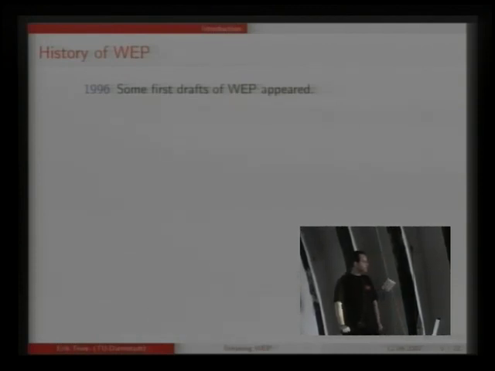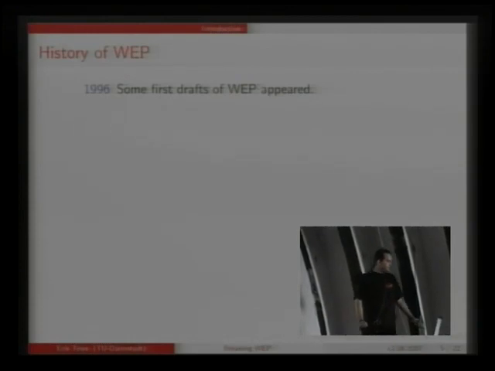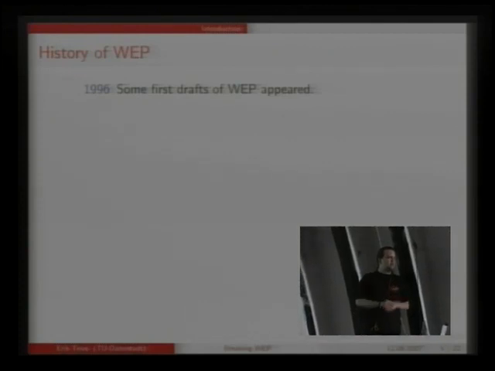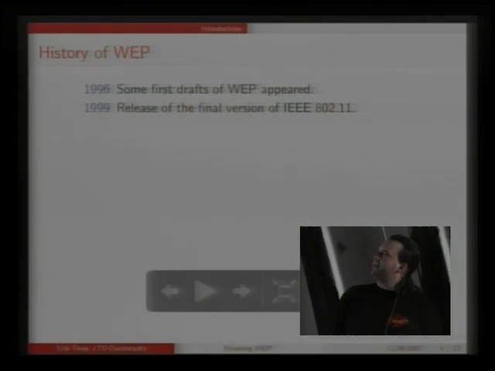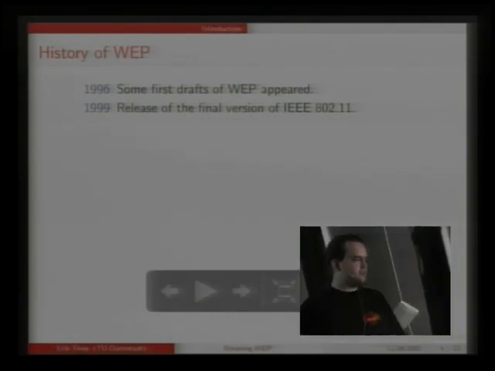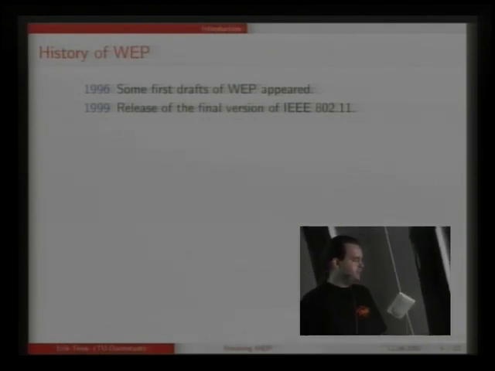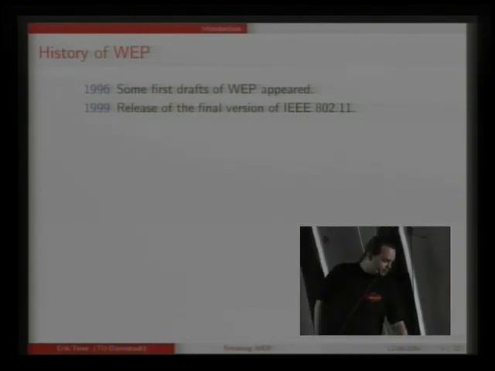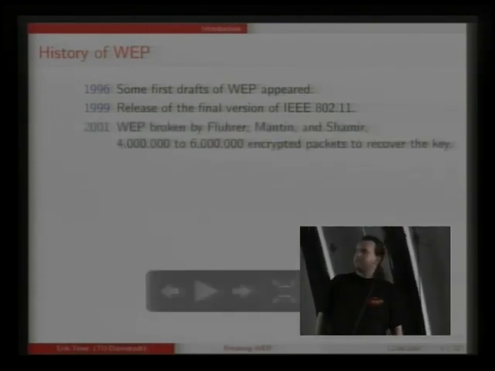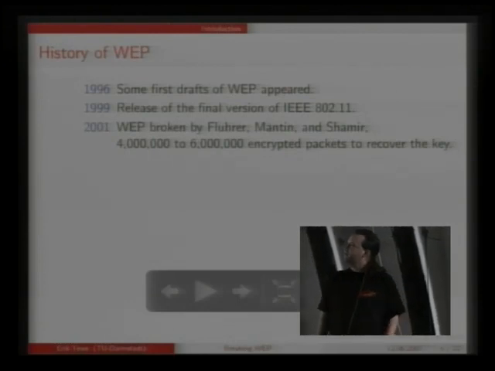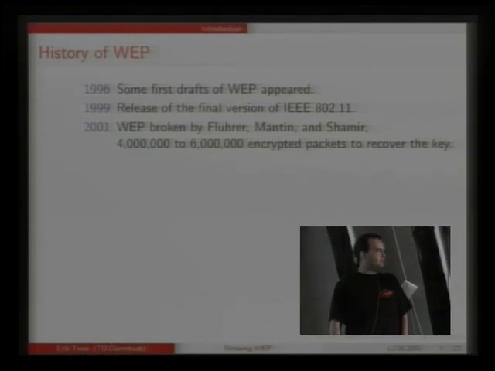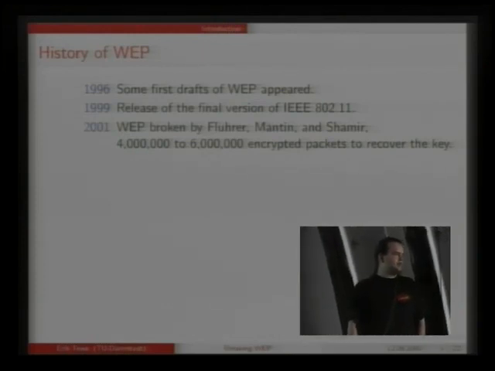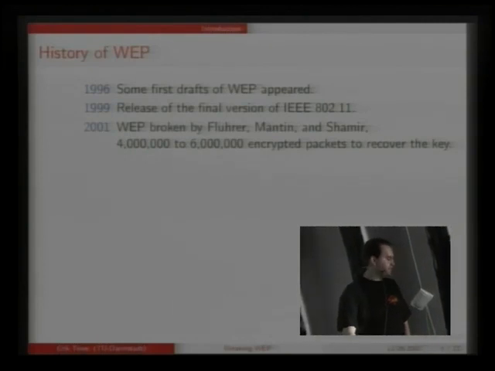In 1996, I could find some PowerPoint slides which defined how a previous draft looked. And in 1999, the final version of the IEEE 802.11 standard was released, which specifies how WEP works. And it took 2 years, and then WEP was totally broken by 3 cryptographic researchers, who could show that after you have captured 4 million to 6 million packets from a network, you are able to calculate the secret key.